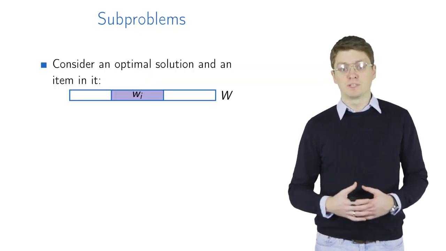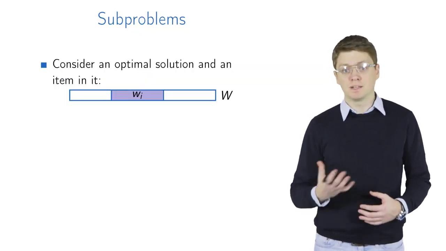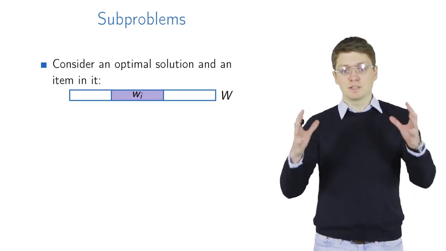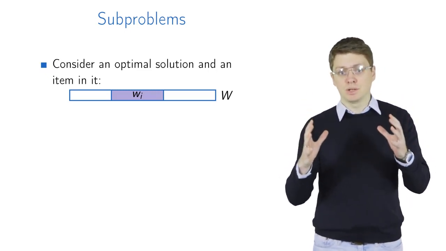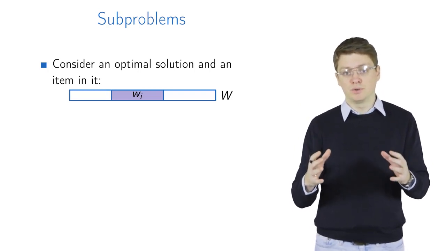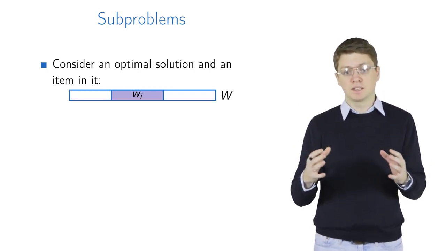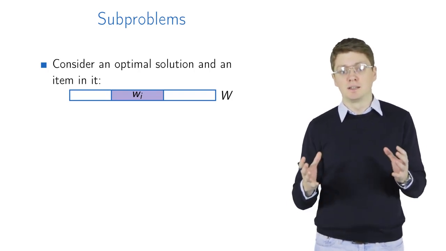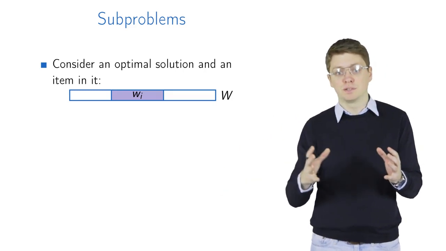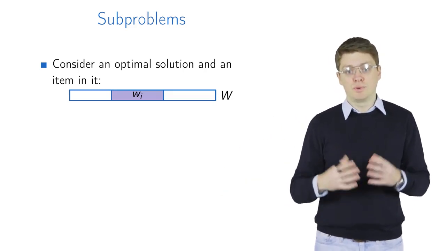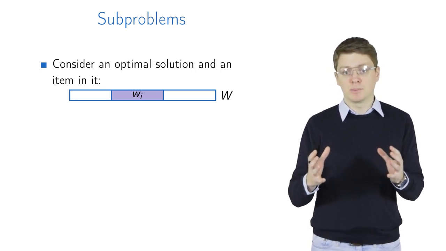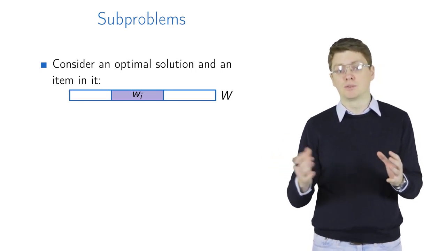To come up with a dynamic programming algorithm, let's analyze the structure of an optimal solution. For this, consider some subset of items of total weight at most capital W, whose total value is maximal. And let's consider some element i in it. Let's see what happens if we take this element out of this solution. So what remains is some subset of items whose total weight is at most capital W minus Wi, right?